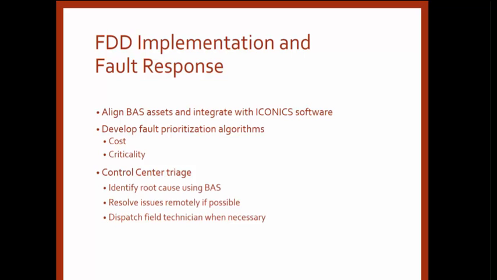When these faults come in, we have a control center that does the triage, and they primarily use the building automation system to identify the root cause of the problem. If they are able to resolve the issue remotely, they take care of it right from their desks. But in cases when that is not possible, they choose to then dispatch field technicians based on, again, the prioritization of cost and criticality.